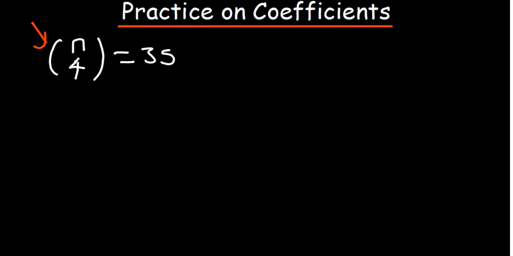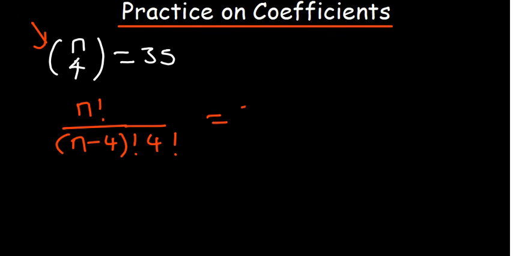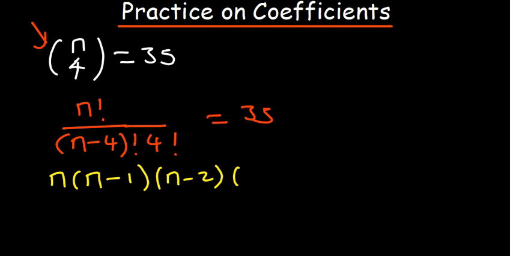So n choose 4 means n factorial over n minus 4 factorial, and then 4 factorial, of course equal to 35. So you need to focus more on the left hand side and just try to simplify it. So the only way you can simplify this is by reducing n all the way up to n minus 4. What I mean is n, n minus 1, n minus 2, n minus 3, until we reach n minus 4.